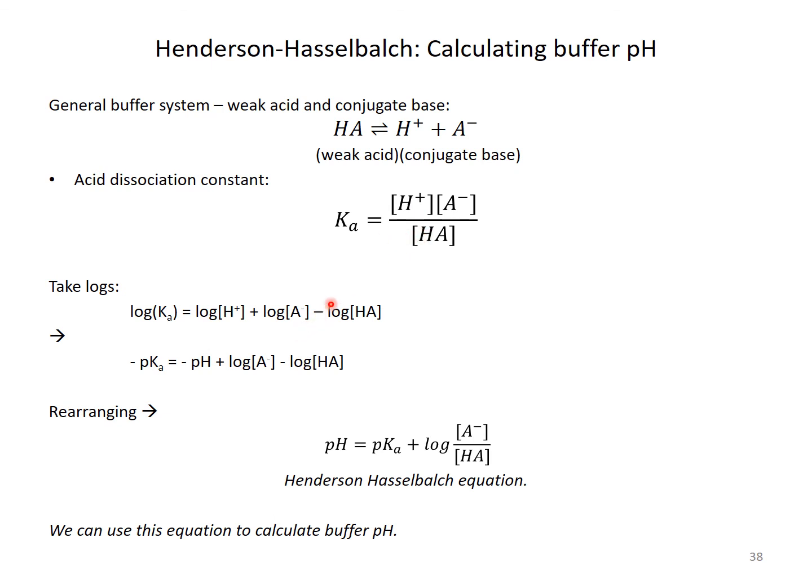You have already learned that pKa is negative log Ka, and therefore log Ka is negative pKa. Again, you know that pH is negative log [H+], and therefore log [H+] is negative pH. So by rearranging the formula, you'll get this final equation, which is pH is equal to pKa plus log [A-] divided by [HA]. And we can use this formula to calculate the pH of any buffer.